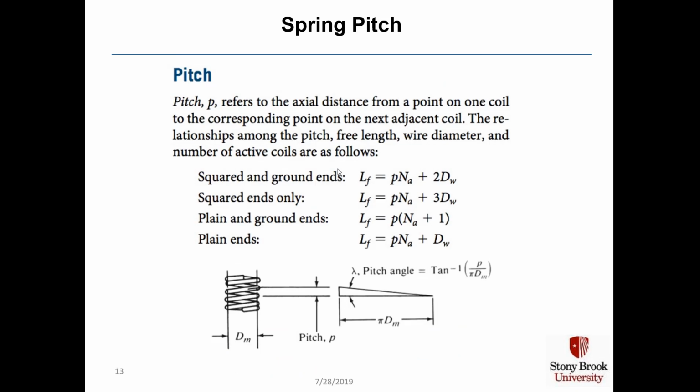The spring pitch p refers to the axial distance from a point on one coil to the corresponding point on the next adjacent coil. We've seen this notion in screws, in gear teeth, and in sprockets. The relationships among the pitch, free length, wire diameter, and the number of active coils are given below. We also have the pitch angle, lambda, which is equal to the tan inverse of the pitch over pi times the mean coil diameter. This concept is similar to what we saw in a worm gear.